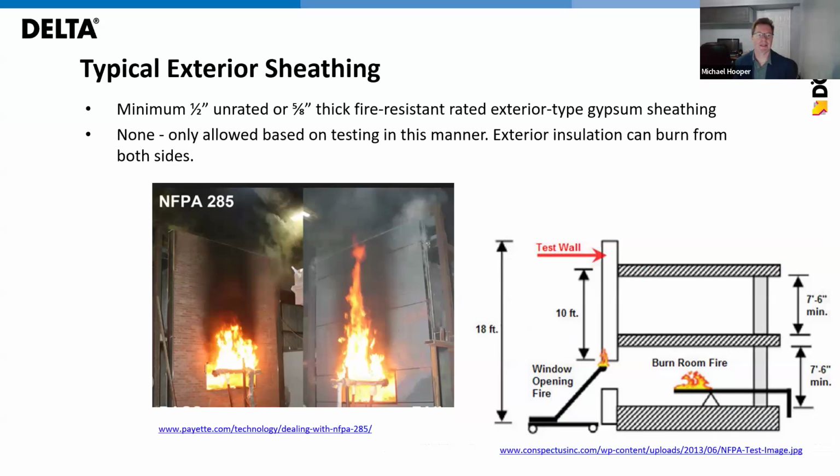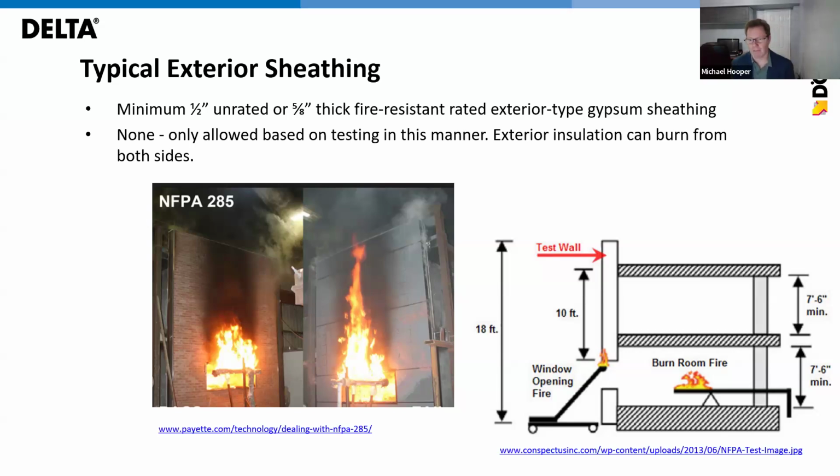So your typical exterior sheathing is going to be at minimum a 1/2 inch unrated gypsum or 5/8 inch thick fire resistive exterior type gypsum sheathing. You could technically do the test without any exterior sheathing, but the exterior insulation can burn from both sides in this case, so it's not recommended.